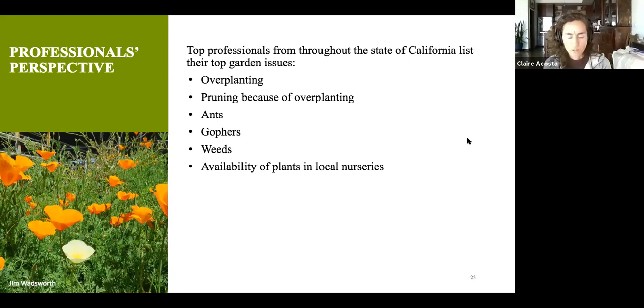our rainy season. So lastly, before we take a little break, this is just landscape professionals' top issues that they say they have with gardens.